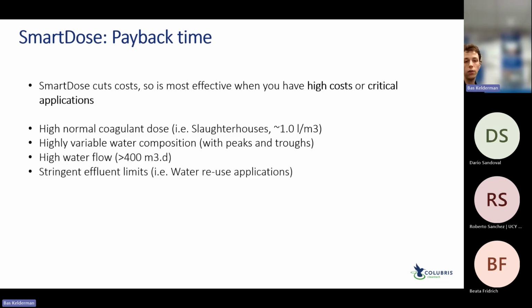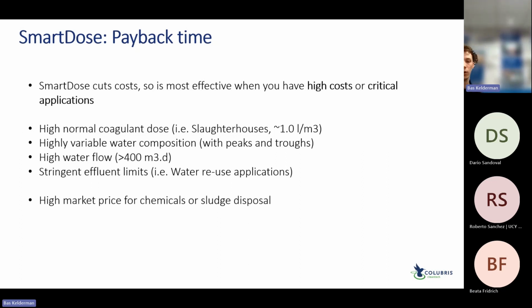Also, if you have very stringent effluent requirements, so you're reusing your water, for example, and you absolutely want to make sure that you have a certain degree of removal or that there is no leftover coagulant or poly afterwards, then a SmartDose is, of course, also more interesting. And generally, any time that you have a high market price for chemicals or sludge disposal also helps.